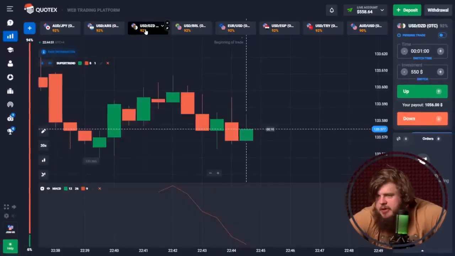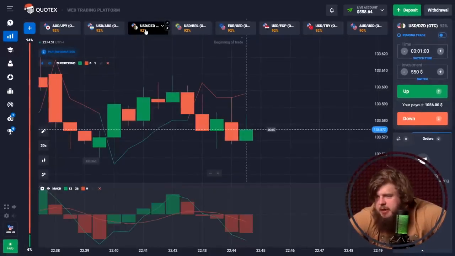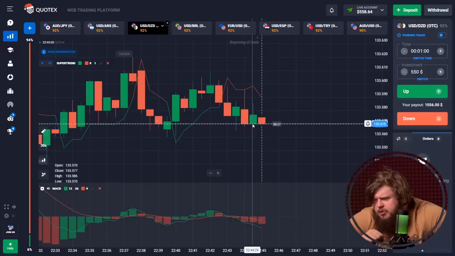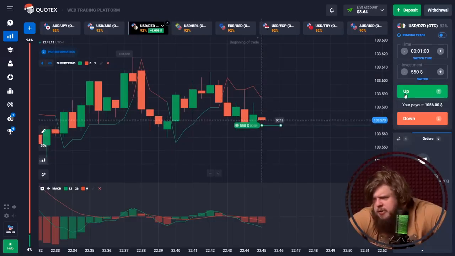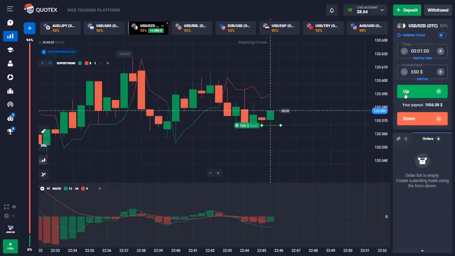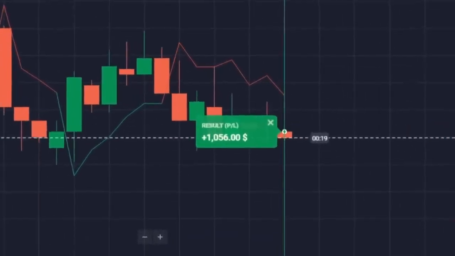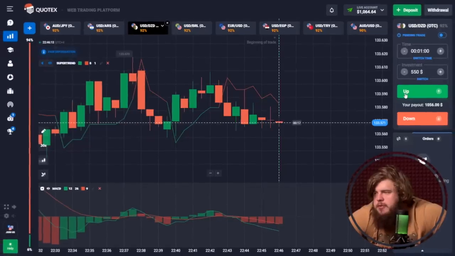Let's check the USD currency pair. Price has reached a strong level of support. Price cannot overcome this level of support right now. That's why for us it's a signal for the buy position, and we have opened it right now. We have invested 550 bucks here. Quite nice, very profitable trade.